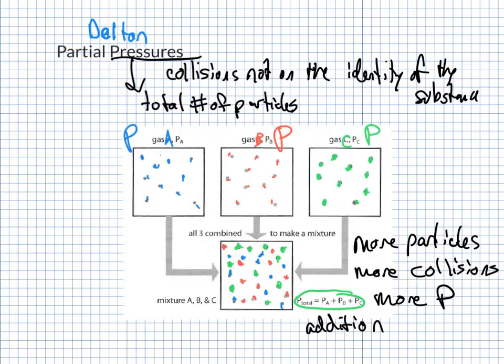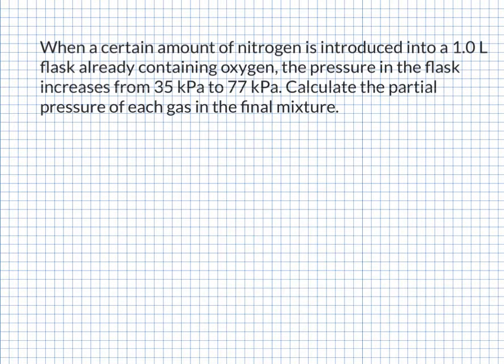So let's look and see what a simple problem like this would be. Okay, so it says when a certain amount of nitrogen is introduced into a 1 liter flask already containing oxygen, the pressure in the flask increases from 35 to 77. Calculate the partial pressure of each gas in the final mixture.